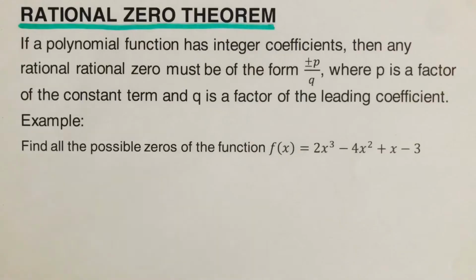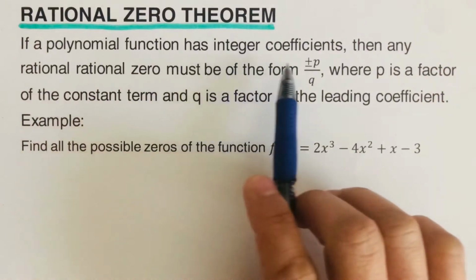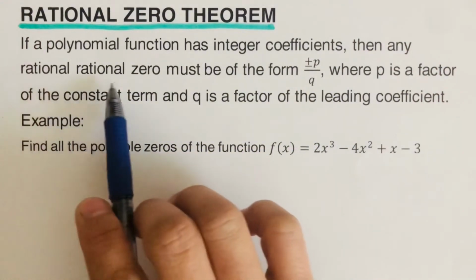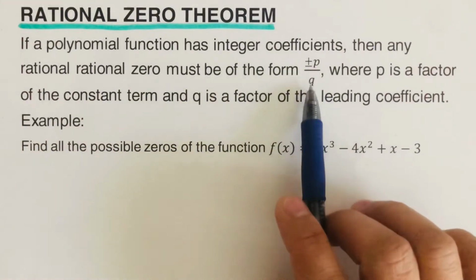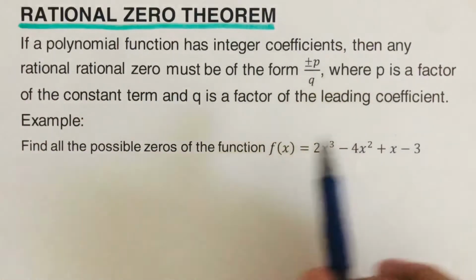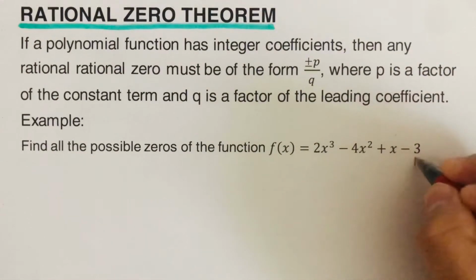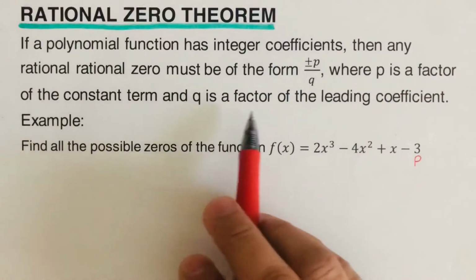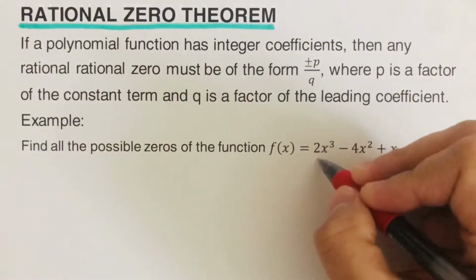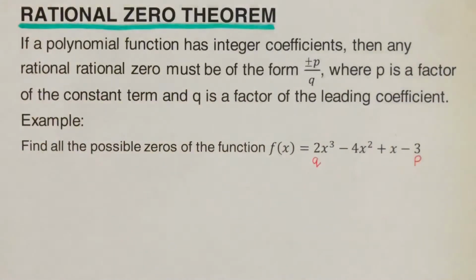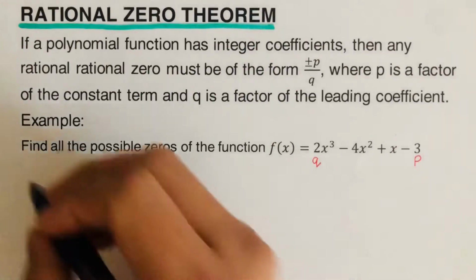Okay, so going back to the rational zero theorem: if a polynomial function has integer coefficients, then any rational zero must be of the form plus or minus p over q, where p is a factor of the constant term. In this problem, this will be our p, and q is a factor of the leading coefficient. In the example that we have here, this will be our q. So we need to determine what the factors of p and q are.